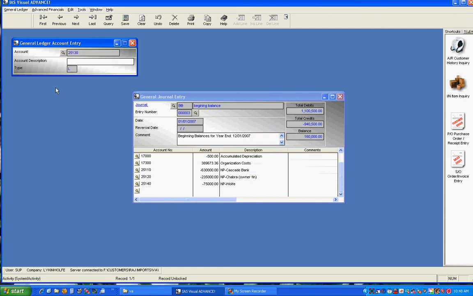25130. And that is NP-CHABRA INVENTORY. Okay? And I'm done entering my accounts. So I can just exit out.